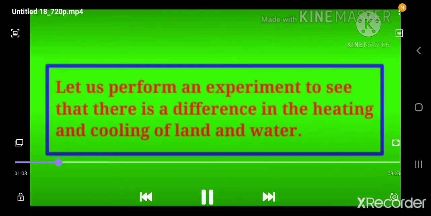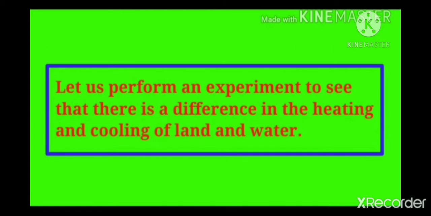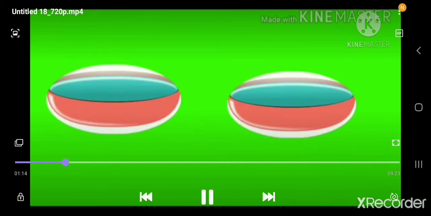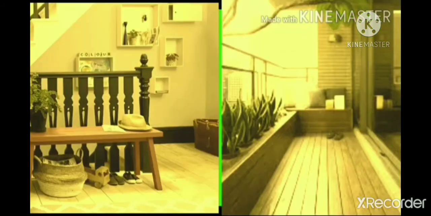Let us perform an experiment to see that there is a difference in heating and cooling of the land and water. Let us do it ourselves. Take 2 pots of the same size and fill them with equal amounts of water. At sunrise, keep one of the pots inside the house and the other outside. See that they remain in the sun all the time, as shown in the figure.